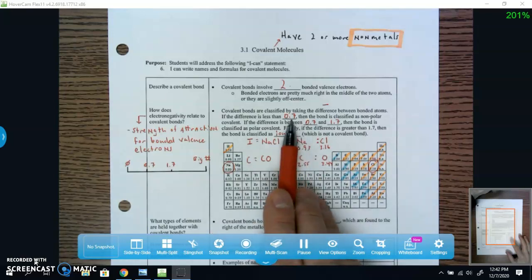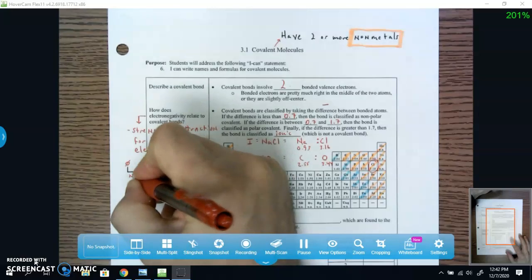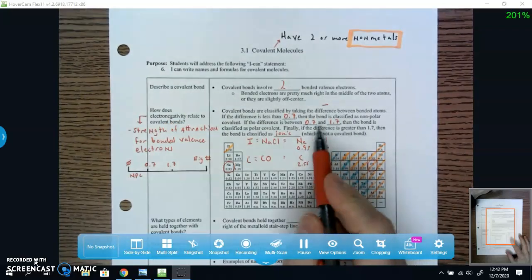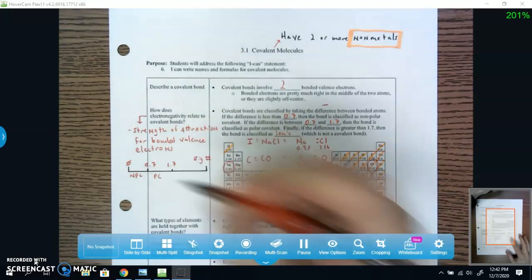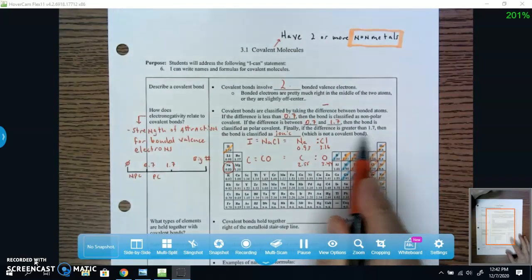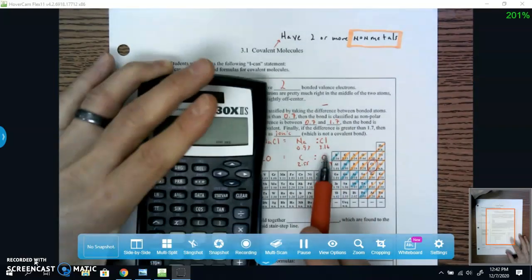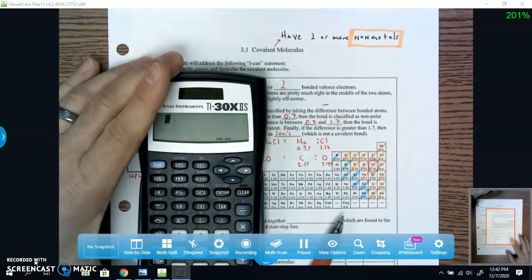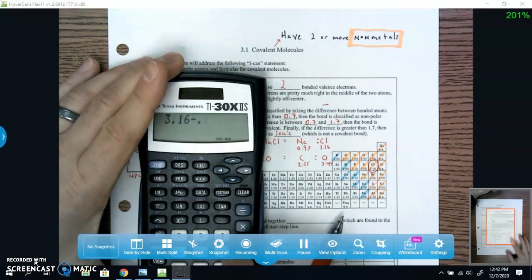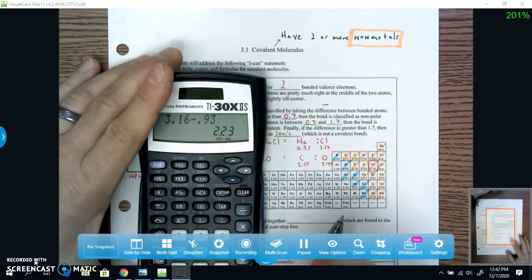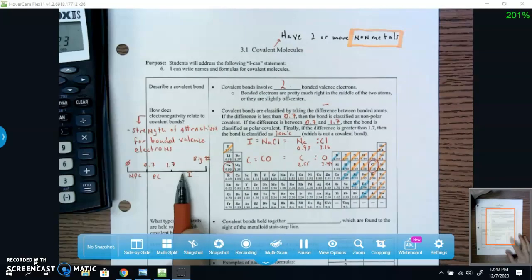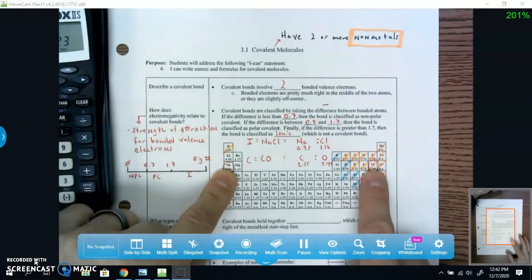First of all, see how if it's less than 0.7, we call that a nonpolar covalent bond. If it's between 0.7 and 1.7, it's a polar covalent bond. And if the difference is bigger than 1.7, it's ionic. All right, let's give this a try. When I type in the electronegativity values for chlorine and sodium, it's 3.16 minus 0.93. That equals a difference of 2.23. And see how a difference of 2.23 puts it squarely in this ionic region. Well, we already know that sodium chloride is ionic because it mixes a metal with a nonmetal.